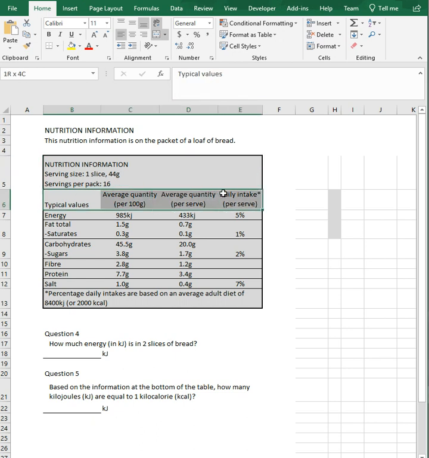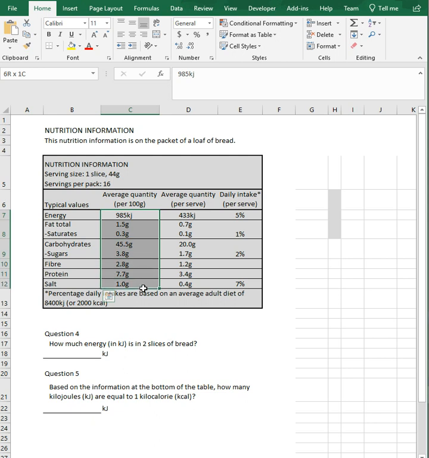The next layer, we have typical values, average quantity per 100 grams, average quantity per serve, and daily intake per serve. That little asterisk is relating to a little note down here. Percentage daily intake are based on average adult diet of 8,400 kilojoules or 2,000 kilocalories. Okay, so let's see, typical values. Energy, fat, carbohydrates, fiber, protein, salt.